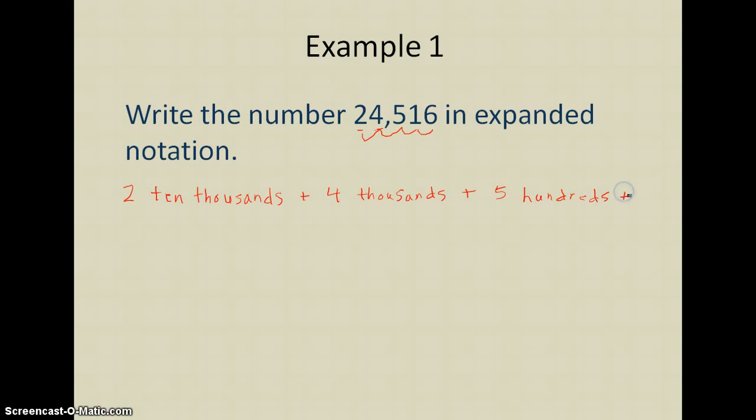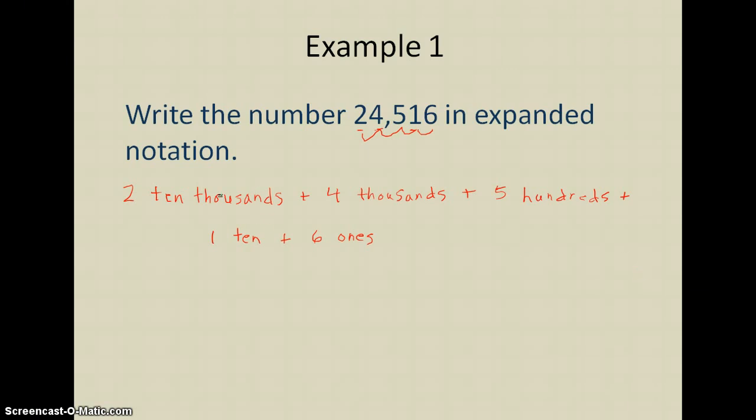Kind of running out of room here, so I'm going to go down to another line, so I'm putting a plus sign. Next digit is the 1, and the 1 is in the tens place, so I've got 1 ten. And then the last digit I have here is the 6, and the 6 is in the ones place, so I have 6 ones. And so that's the expanded notation version of this number.